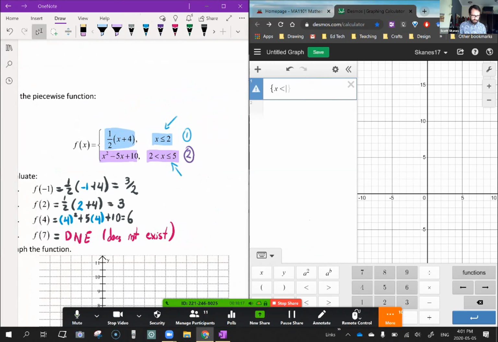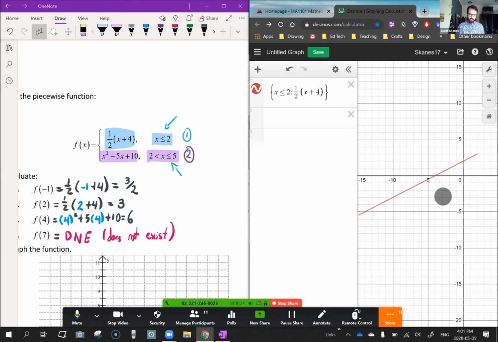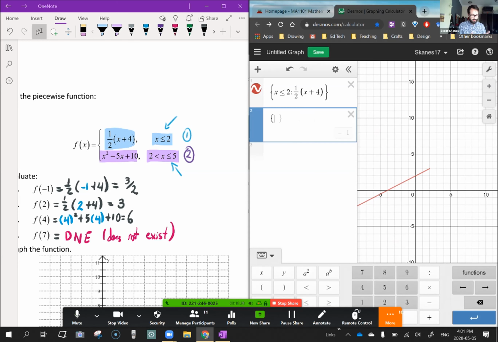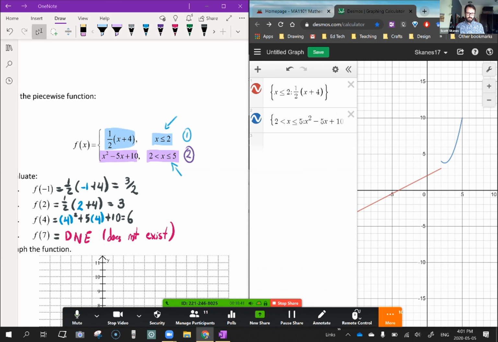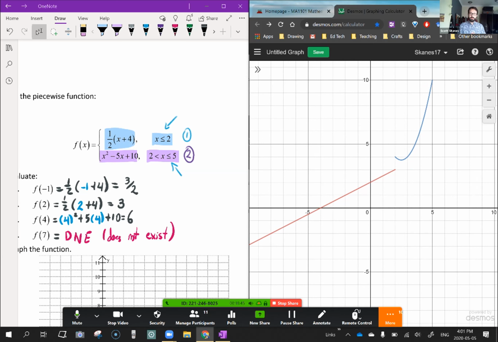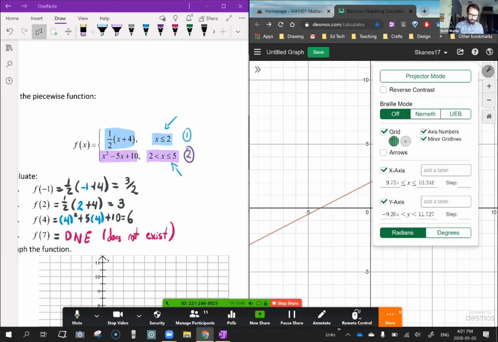So when x is less than or equal to 2, my function is 1/2 x plus 4. So it looks like this, okay? It's part of a line that just stops. For the second part, when 2 is less than x but less than or equal to 5, my function is x squared minus 5x plus 10. All right, this is what this function looks like. It's a little crazy looking, but it is what it is, okay? I get this weird looking function. Let me make it a little more clear.